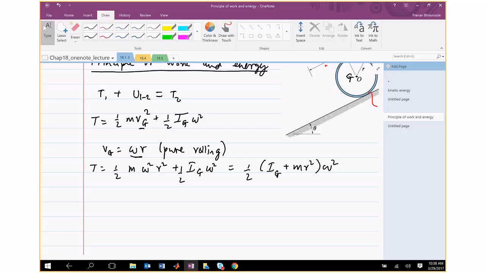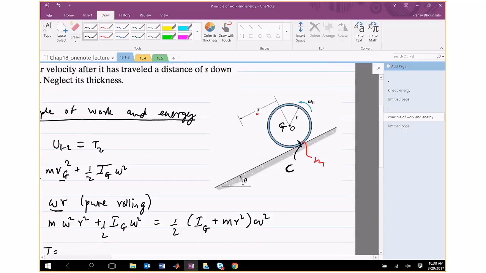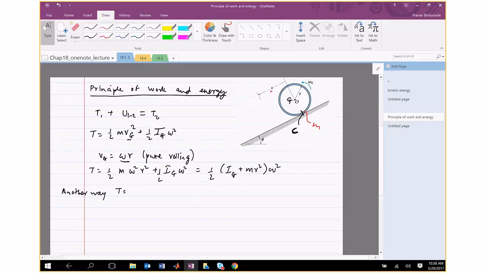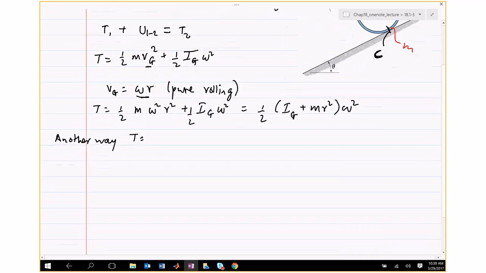So another way is to say that let's call this point C. Okay, C is the point about which the ring is rotating at that instant of time. At the next millisecond, that point C is going to change to the next contact point and so on. But at that instant, it is like it's rotating about point C. So half I C omega square is the axis of rotation.